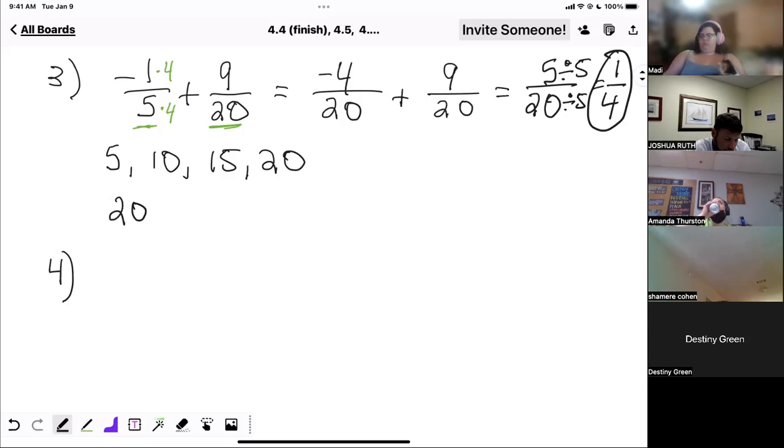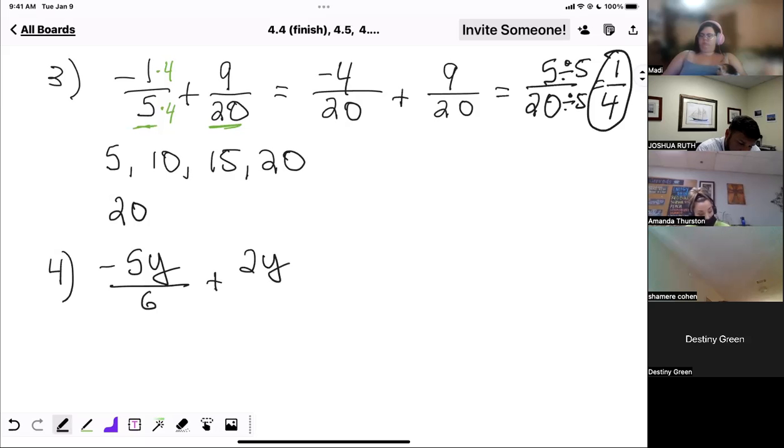Let's do another one with a variable just to get some practice in. Negative 5y over 6 plus 2y over 9. Now we need to get common denominators. What could this be? Some of you know, some of you don't. No big deal because we can write our multiples down.